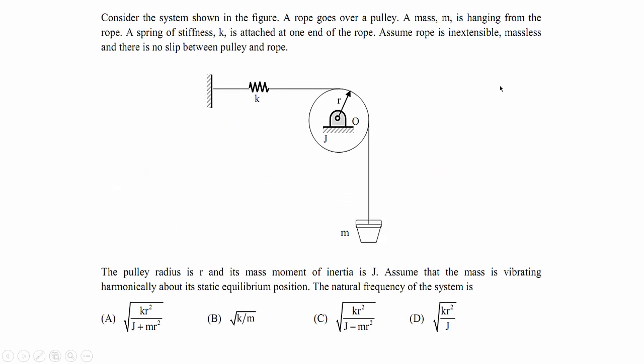This question is from the topic vibrations. Consider the system shown in the figure. A rope goes over the pulley. Mass M is hanging from the rope. A spring of stiffness K is attached at one end of the rope. Assume the rope is inextensible, massless, and there is no slip between the pulley and rope. The pulley radius is R and mass moment of inertia is J. Assume the mass is vibrating harmonically about its static equilibrium position. Natural frequency of the system is dash.